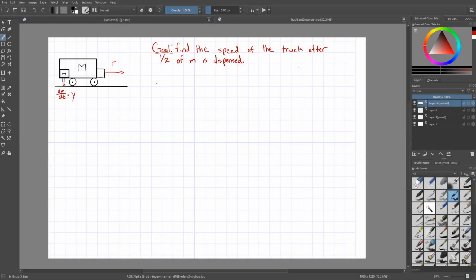Hey everyone! Today I found a very interesting physics problem, and I thought I'd share my solution. First I'll talk about the problem, and then we'll run down how I tackled it.